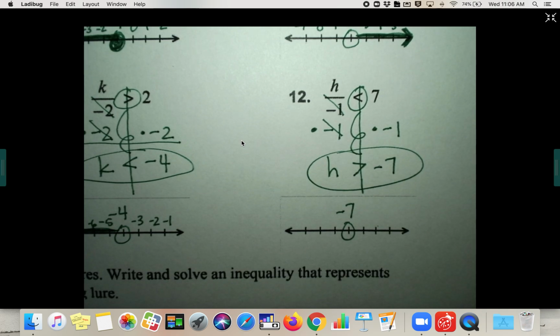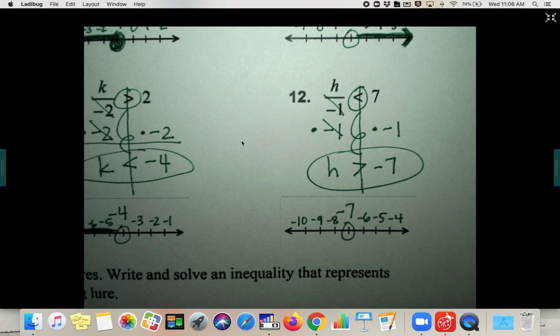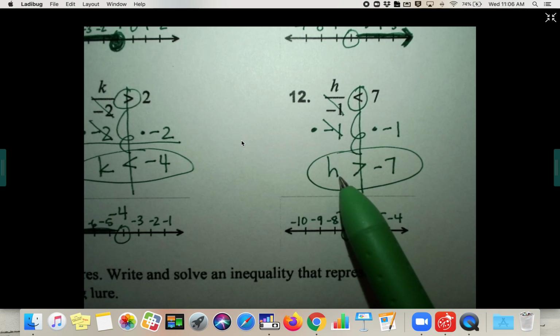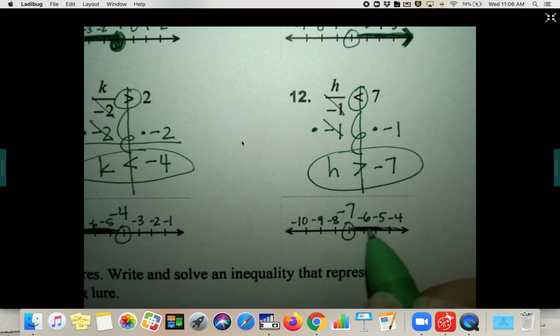Put -7 on your number line. They get bigger to the right. They get smaller to the left. And what we want to represent is h being the numbers that are greater than -7. So greater goes to the right.